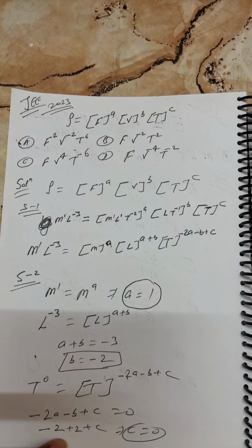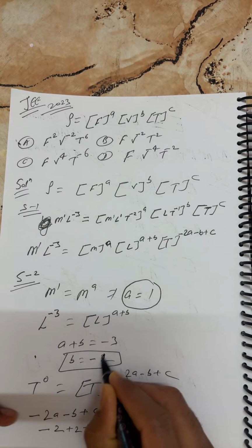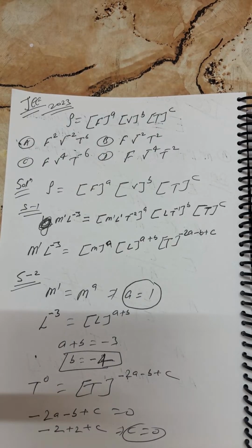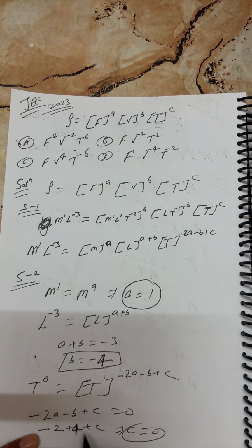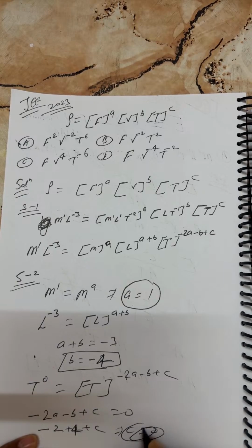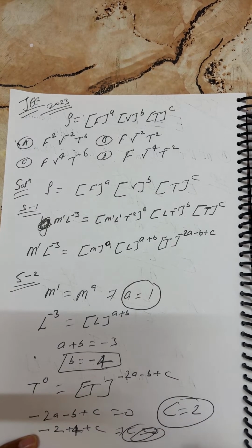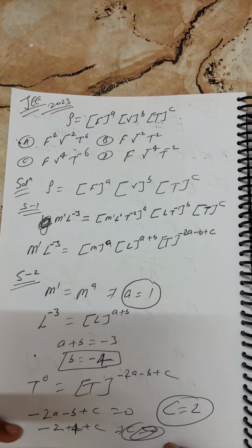B value 4, sir. How 4? Oh, God bless you for the correction. The b value is minus 4 here, so you can say it's a plus 4. So c is equal to 2. C is equal to 2.